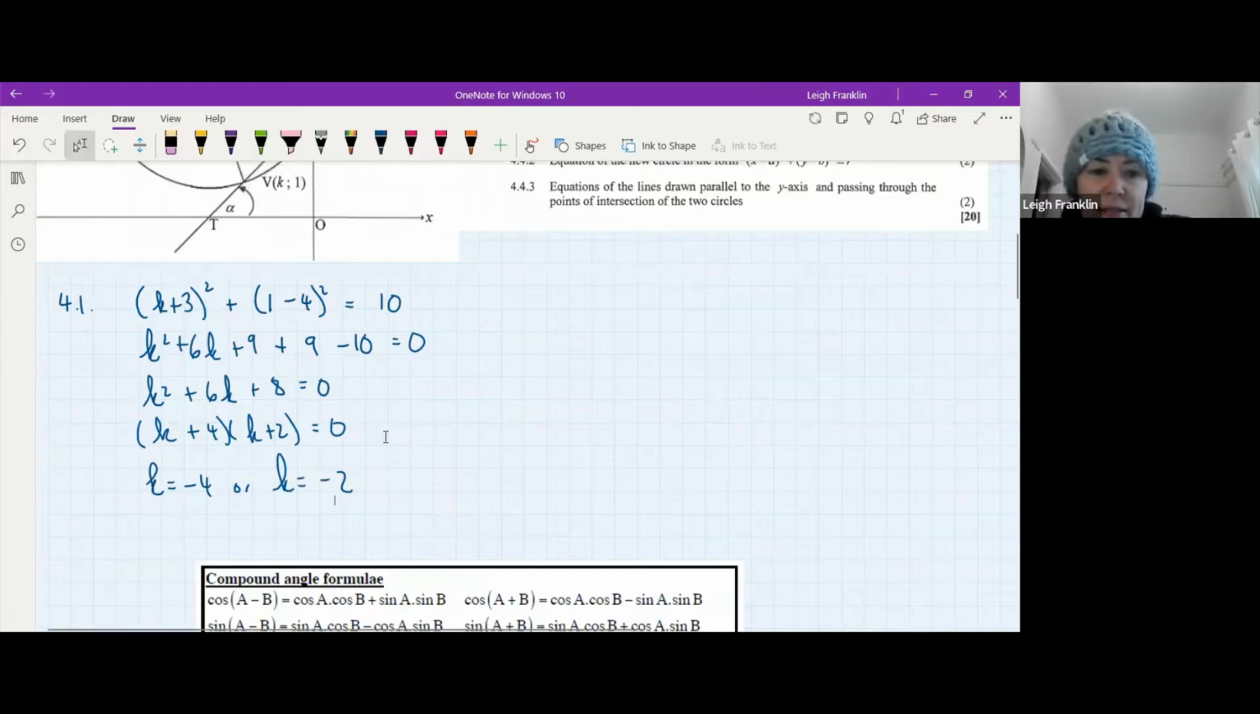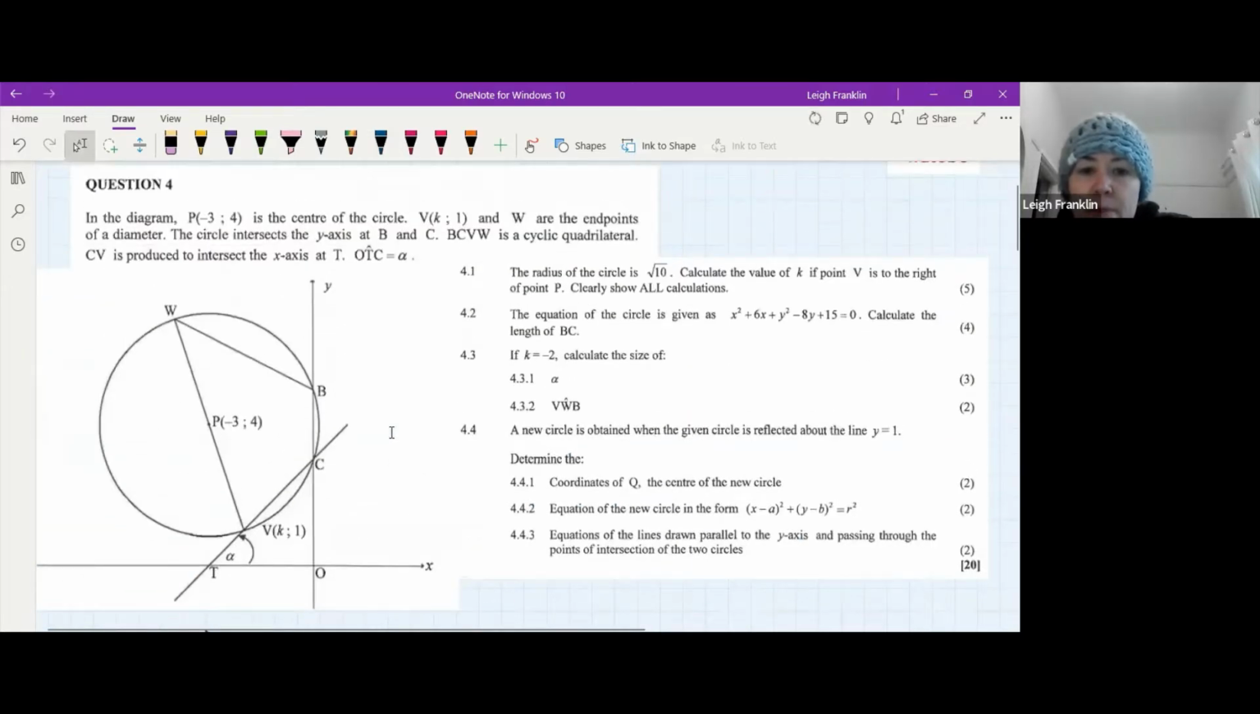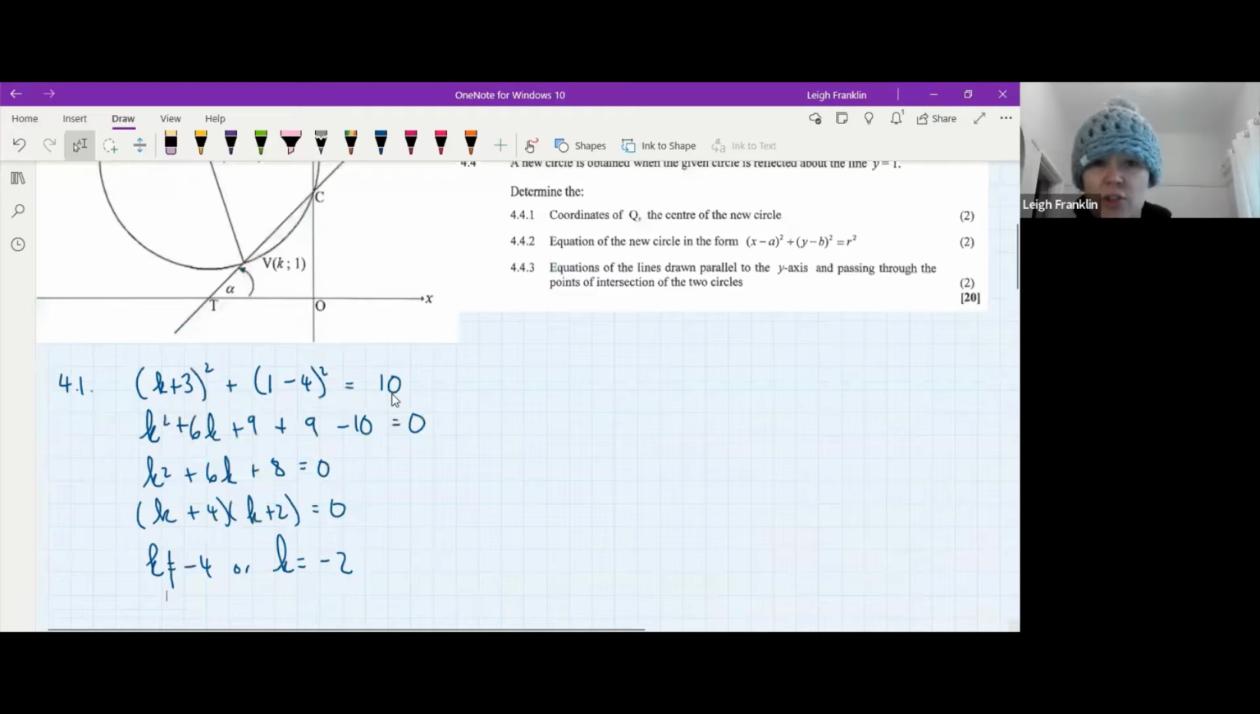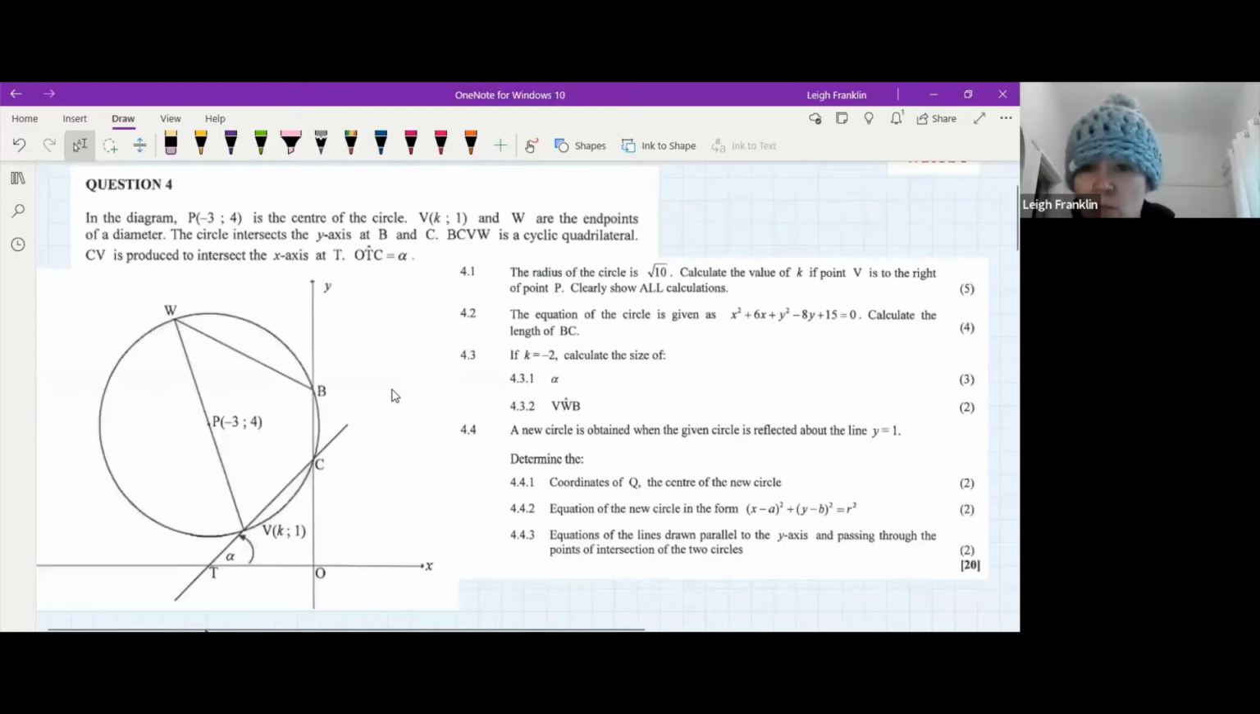But they did tell us that V is to the right of point B. So if V is to the right of point B, it means we need to choose the larger of the two values, which is -2. So thus it cannot be equal to -4. Everybody happy with that? That was quite straightforward. Even though it was 5 marks, it wasn't a particularly difficult question.